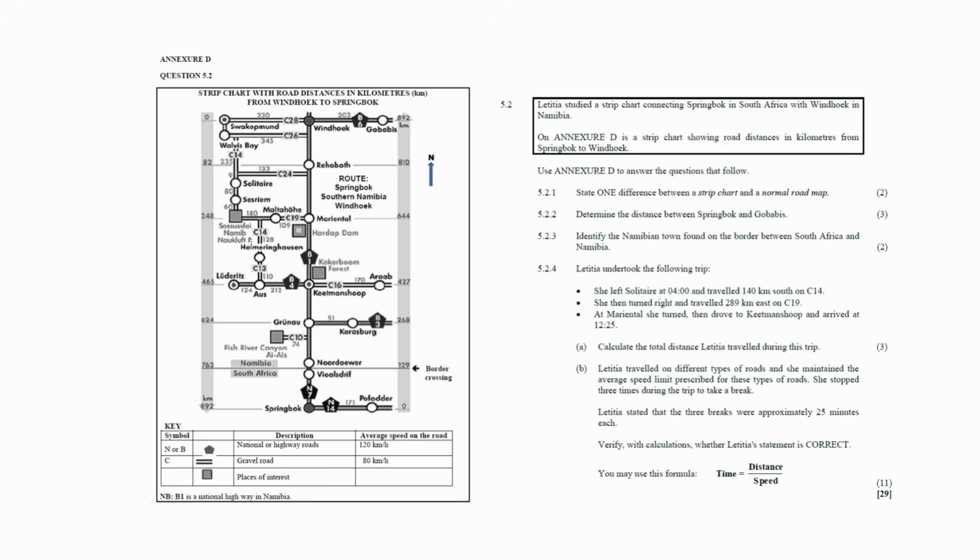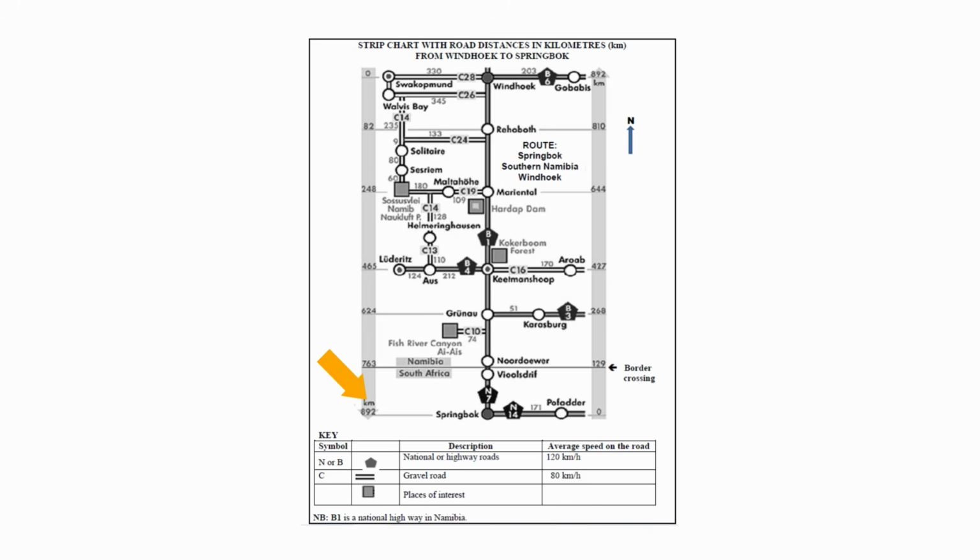Question 5.2 consists of 4 maps and plans questions and 1 measurement question that was designed to assess your understanding of strip charts and speed, distance, and time problems. You are given a strip chart with the road distances in kilometers from Windhoek to Springbok. Springbok is a town in South Africa and Windhoek is a town in Namibia. The border between South Africa and Namibia is shown on the map. Keys are given for the symbols used on the chart.